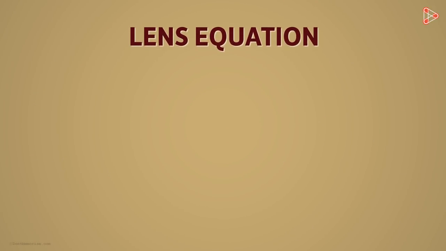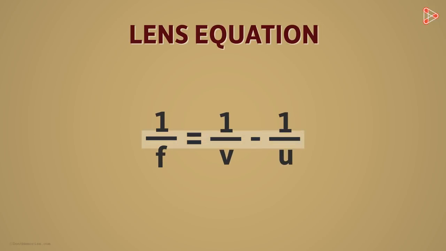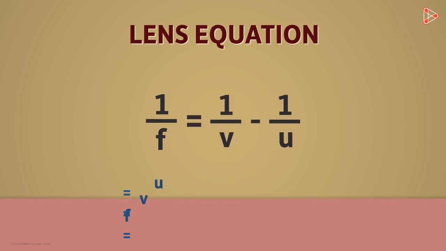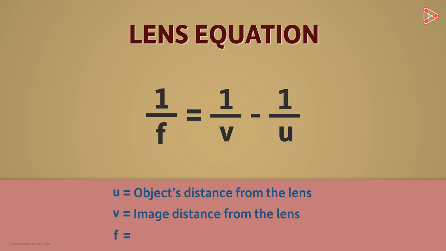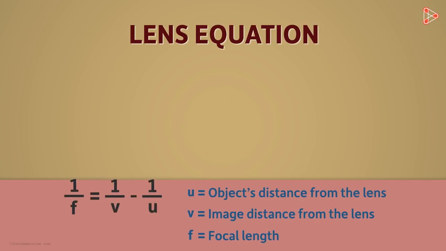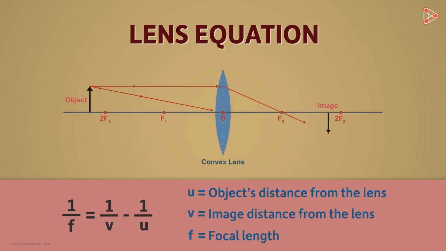Let me just write down this equation first. This is the lens equation. 1 over f is equal to 1 over v minus 1 over u. In this equation, there are three unknown quantities. u represents the object's distance from the lens, v represents image distance from the lens, and f is the focal length. To understand this, let's consider a case for a convex lens where the object is kept beyond 2F1.